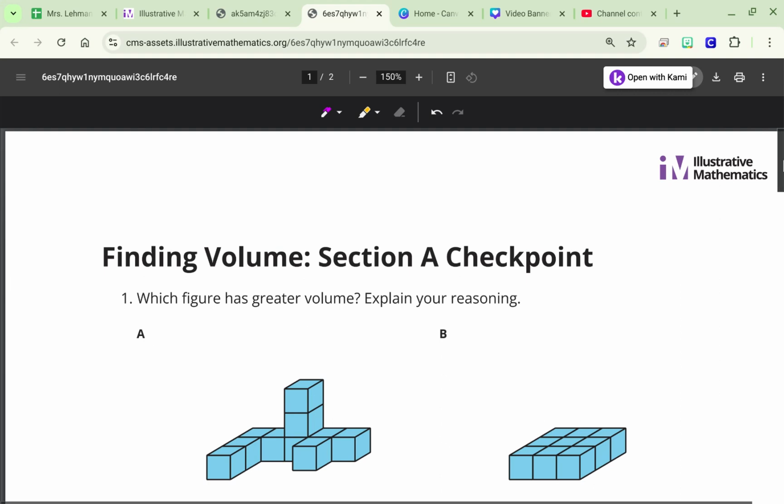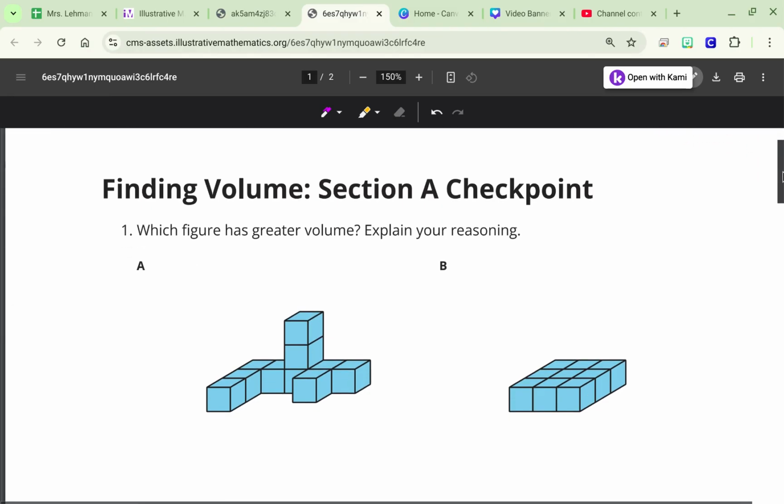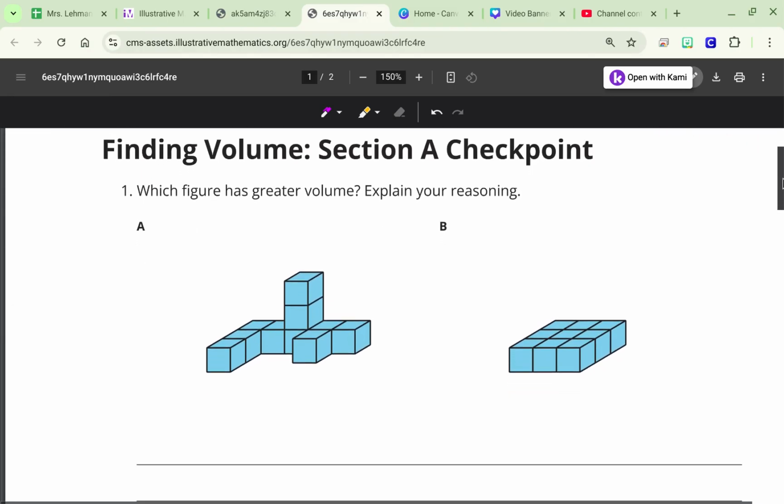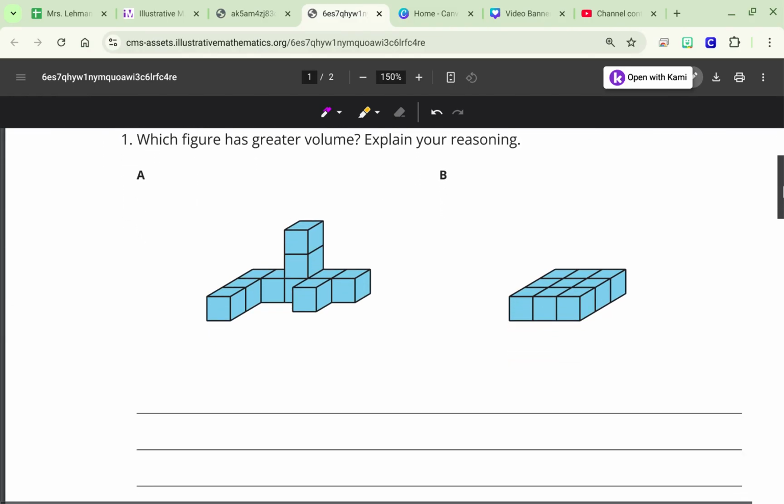Good morning, mathematicians. We are looking at our Section A checkpoint for Unit 1. We're going to take a look at these 3 questions so that you can really assess your own mastery of our Section 1 content. So number 1 starts us off with which figure has a greater volume.